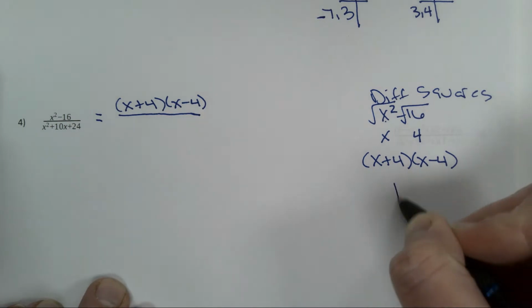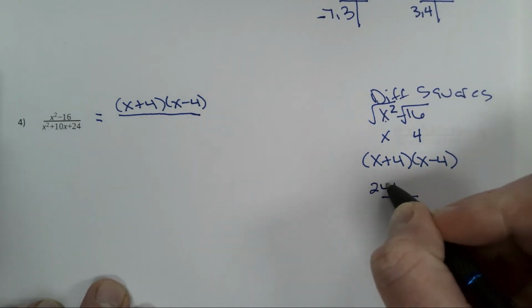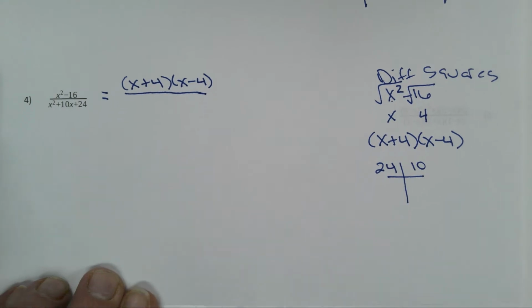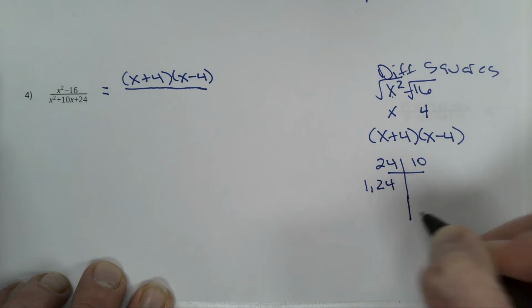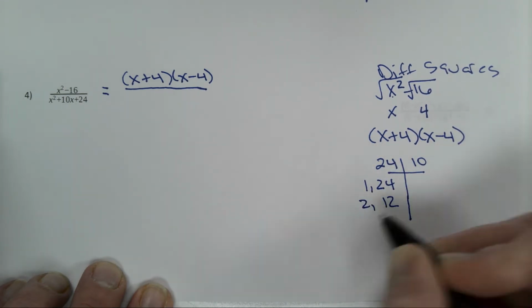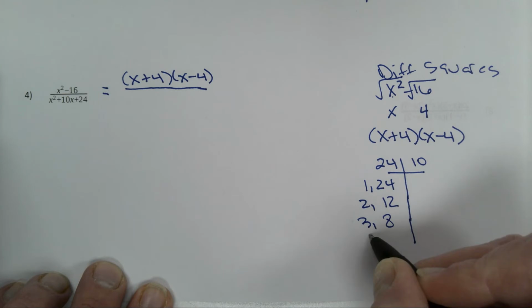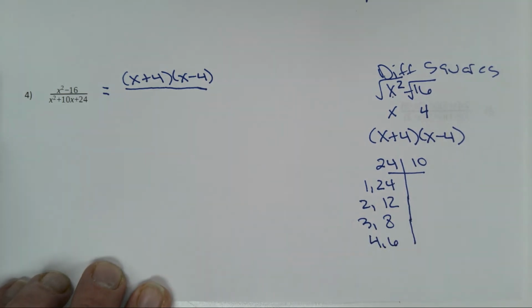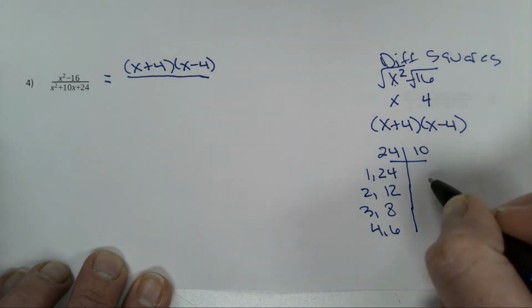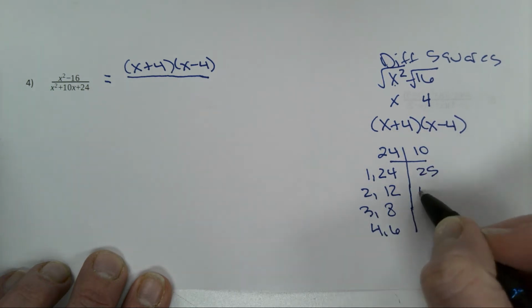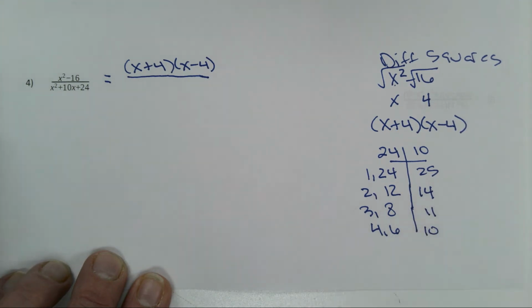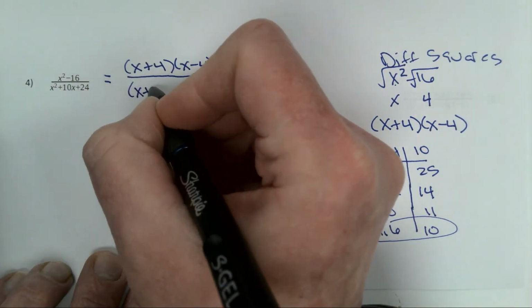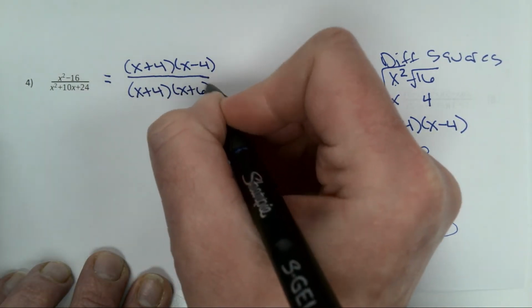My denominator is a trinomial, so I need factors of 24 that add up to 10. If you have a hard time thinking of them, just start making a list. My factors are 1 and 24, 2 and 12, 3 and 8, 4 and 6. That adds up to 25. Nope. That adds up to 14. Nope. That adds up to 11. Nope. That one adds up to 10. That is my winner. This denominator factors as x plus 4, x plus 6.